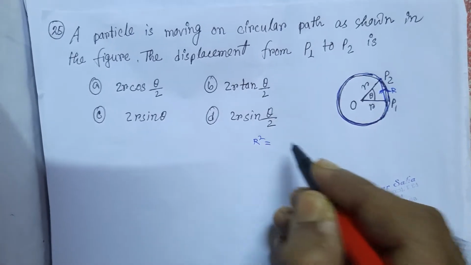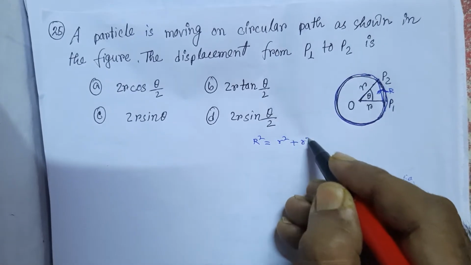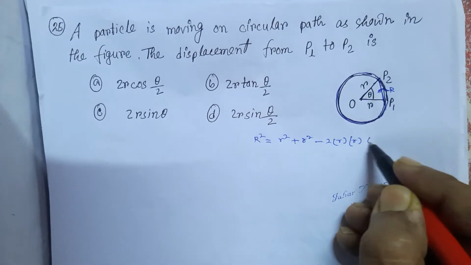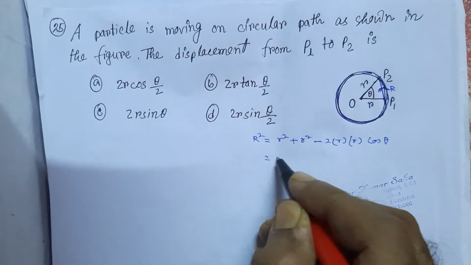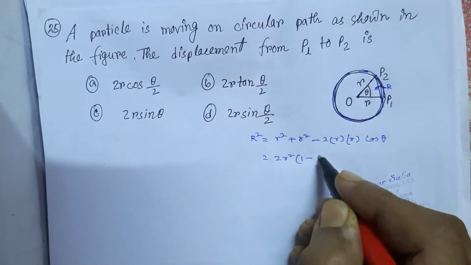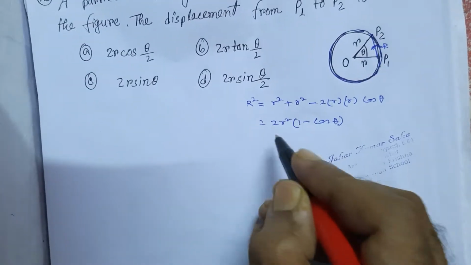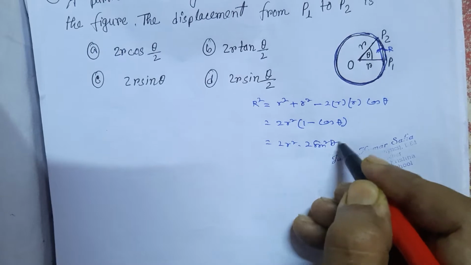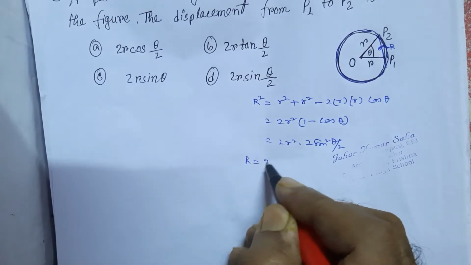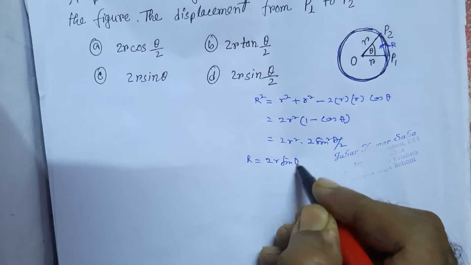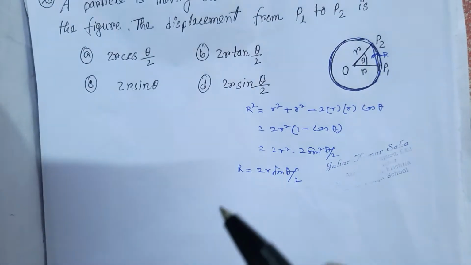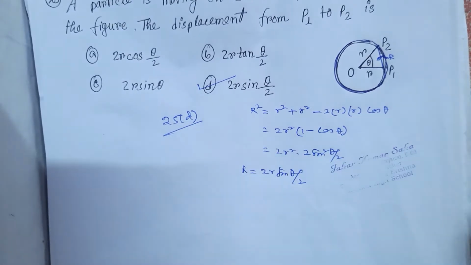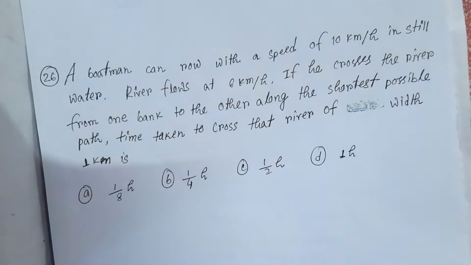R square equals small r square plus small r square minus 2 small r square into cos theta. So 2r square into 1 minus cos theta. That is 2r square into 2 sine square theta by 2. So capital R equals 2r sine theta by 2. So our answer is D. Correct choice to the question number 25 is D. Now see the question number 26.